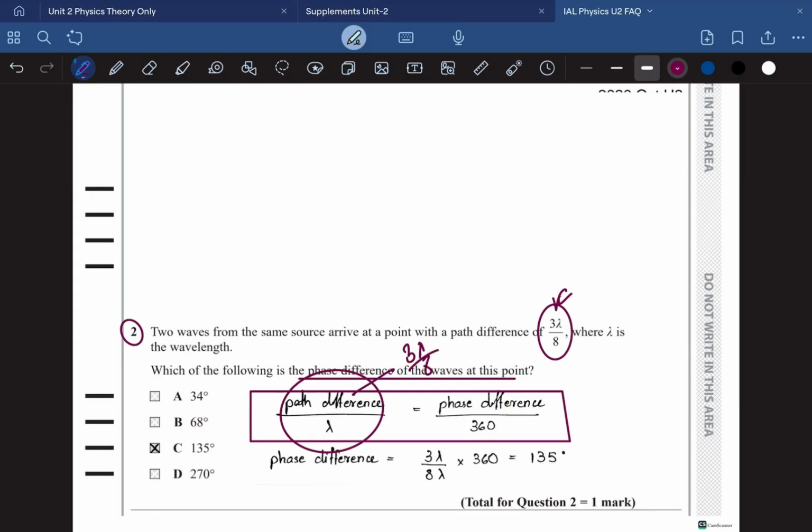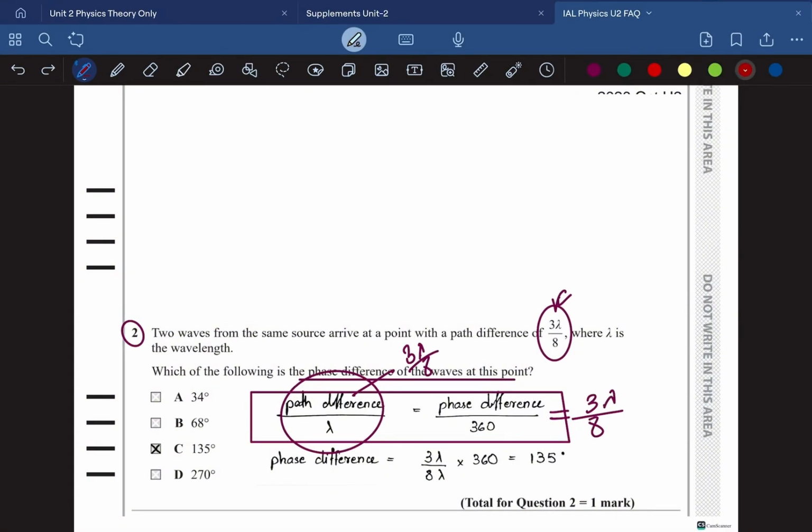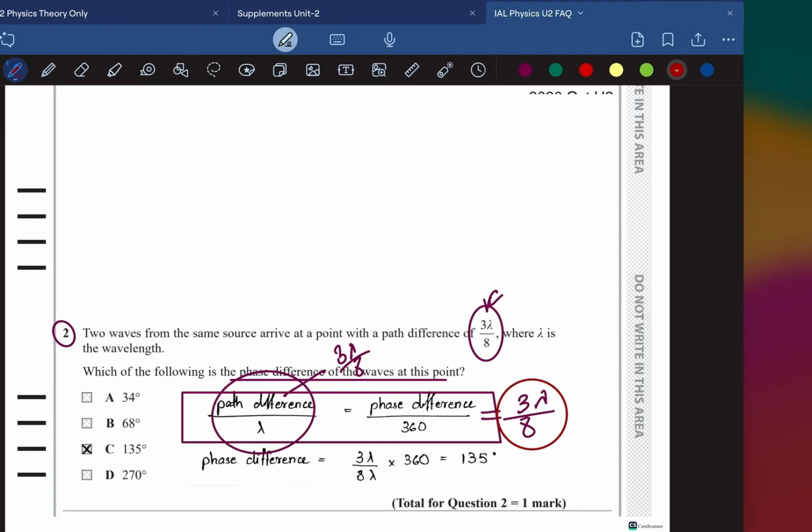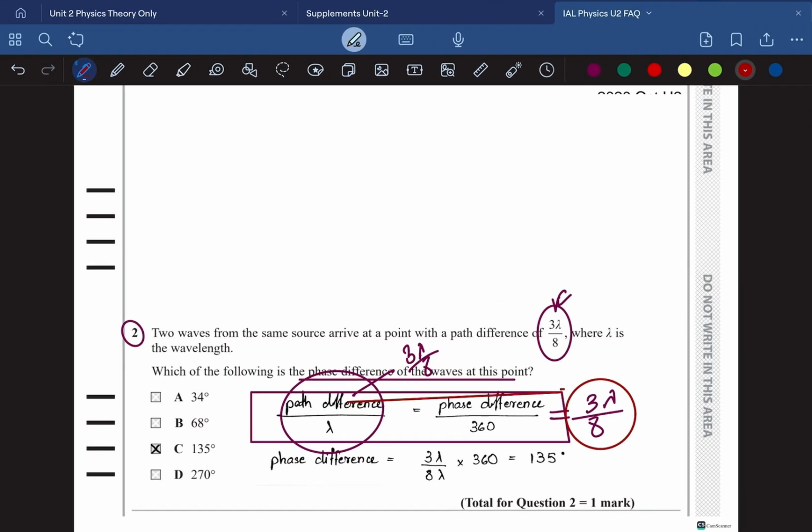And we know path difference by lambda is equal to phase difference by 360 degrees. Now as the formula suggests, path difference divided by lambda: so 3 lambda by 8 divided by lambda, into 360 degrees, will give us our phase difference, which is 135 degrees, because both the lambdas get cancelled out and it remains 3 by 8 into 360. So our correct answer is C.